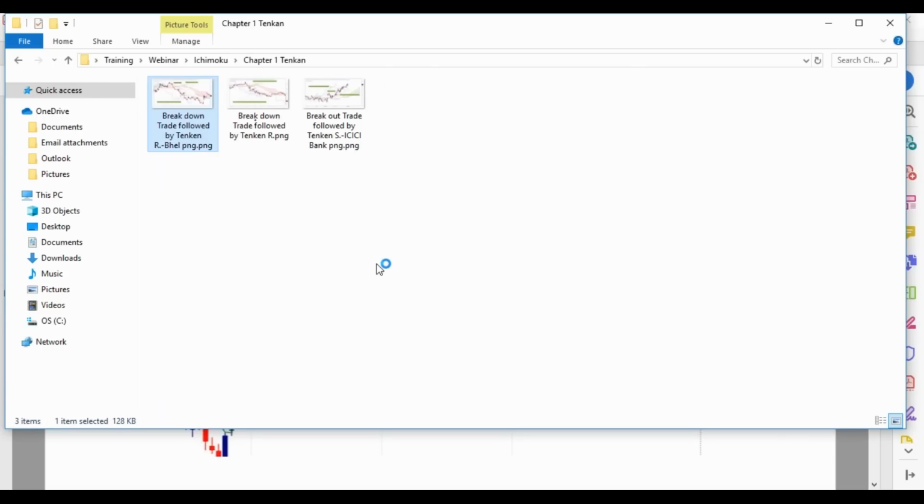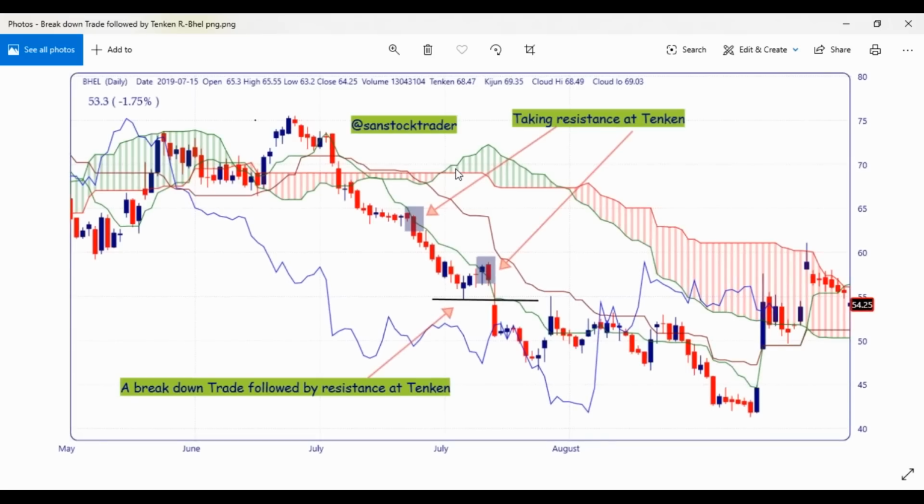So this chart we will be discussing. This strategy is mainly for breakout and breakdown stock. This strategy works on 15-minute, hourly, daily, weekly, all time frames. I have not tested below the 15-minute. So in front of me, I have a Bale chart.